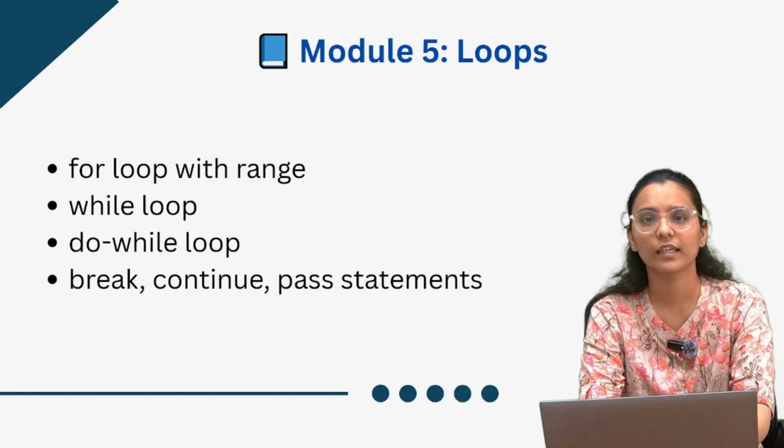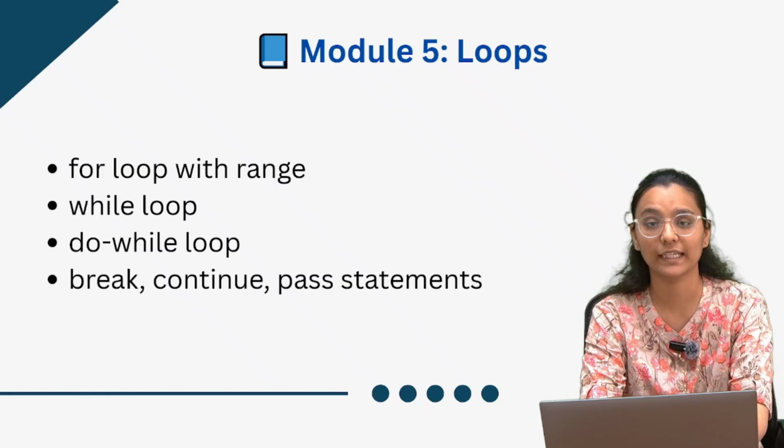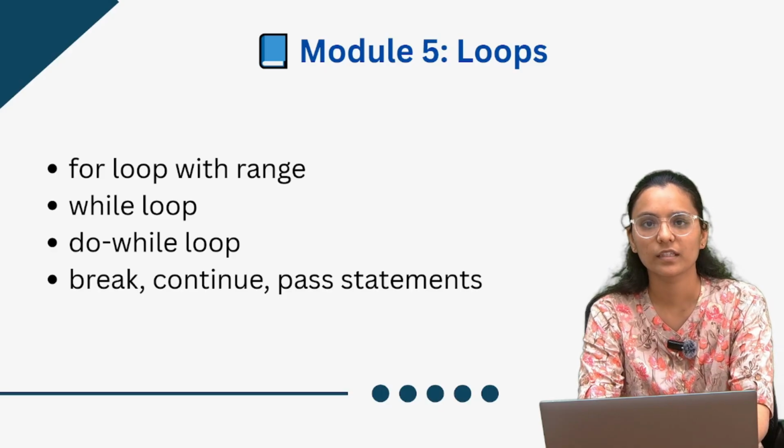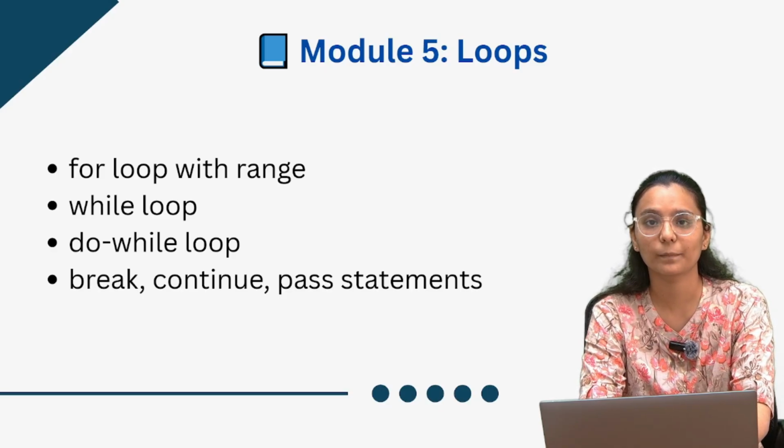Next, module 5, that is loops. We know there are three types of loops: for loop, while loop, and do while loop. In advanced, we have the for each loop. In these loops, some keywords are used like break and continue. Break is for breaking the statement, and continue will skip the statement, after that the loop will continue. So this will come in module 5.